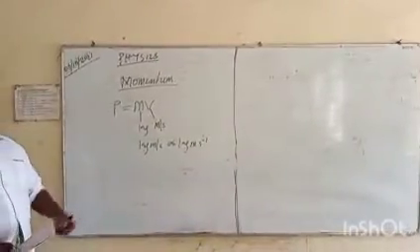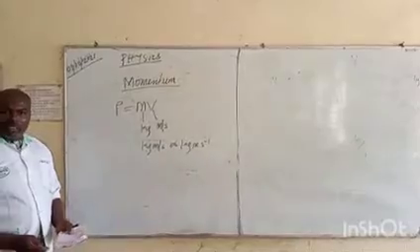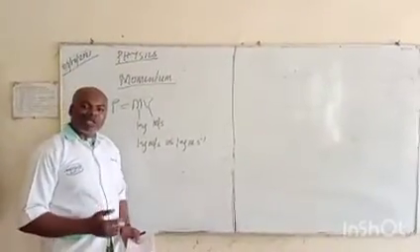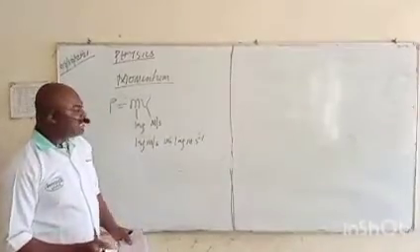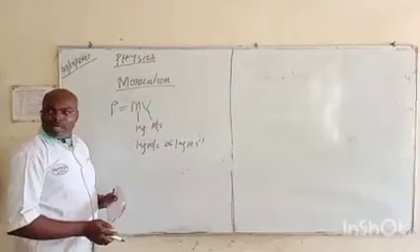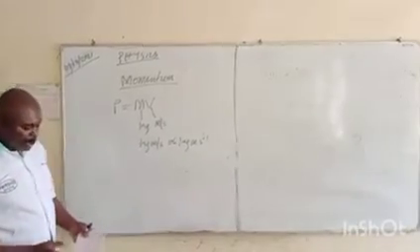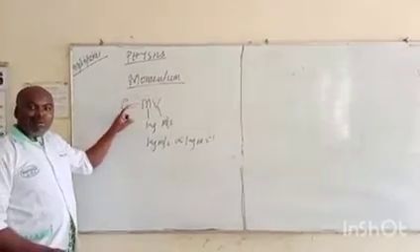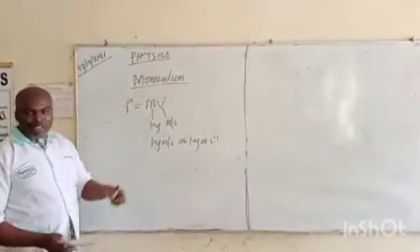Now, momentum is a vector quantity. Why is it a vector quantity? Because it has both magnitude and direction. And it is taking the direction of the what? Velocity. So therefore, we are looking at momentum as a vector quantity. It has both mass and velocity.